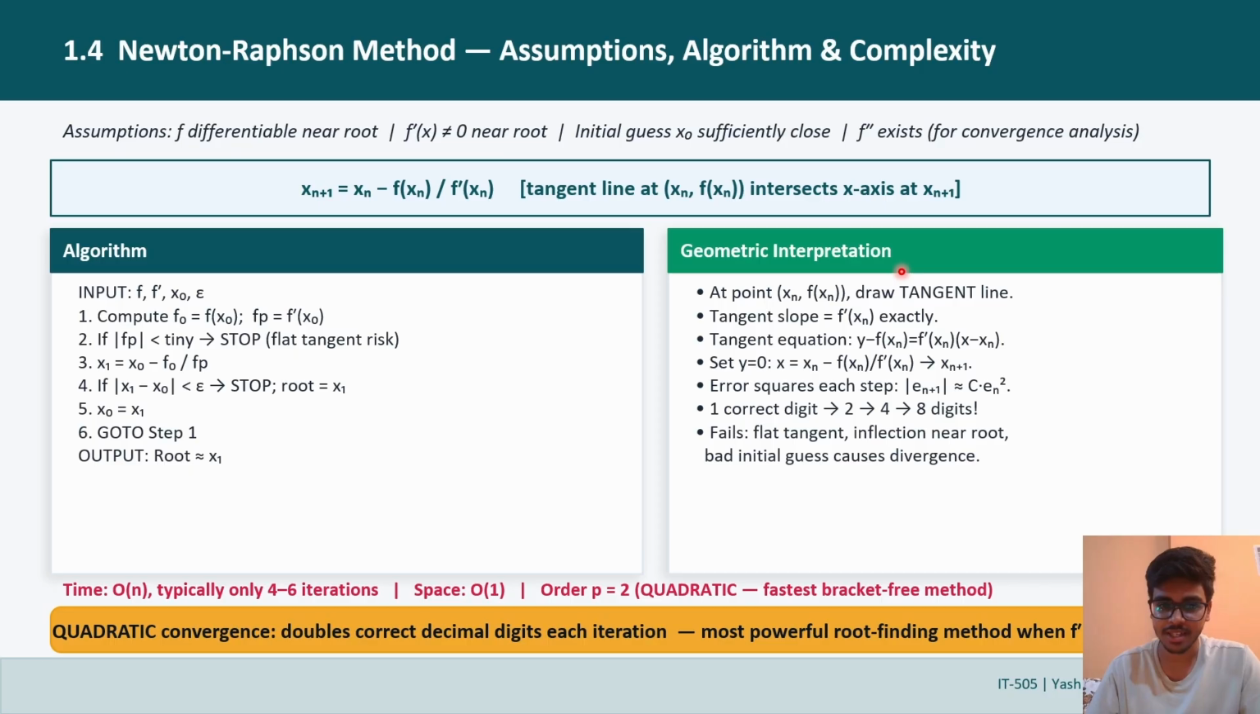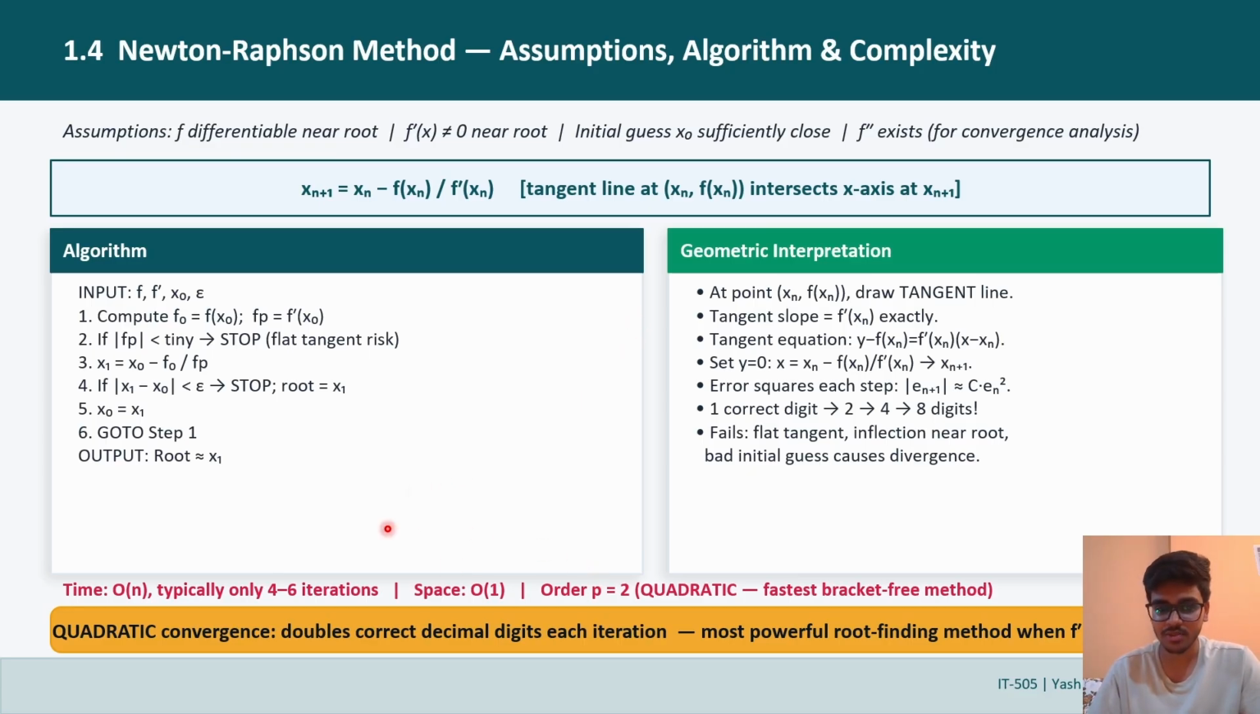Our geometric interpretation: at point x of n, f of xn, draw the exact tangent to the curve. The tangent equation is y minus f of xn equals f prime of xn times (x minus xn). Setting y to 0 gives xn plus 1. Each step uses the actual slope of the curve, much more information than the secant or bisection method uses. The error squares each step. One correct digit becomes 2, then 4, then 8.